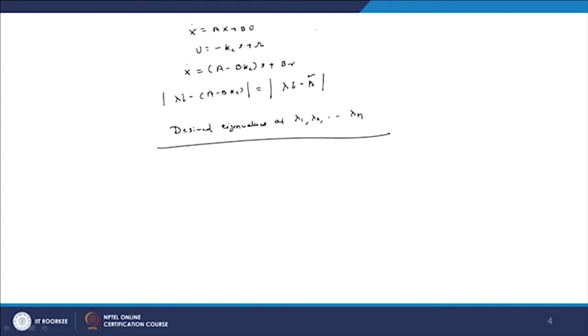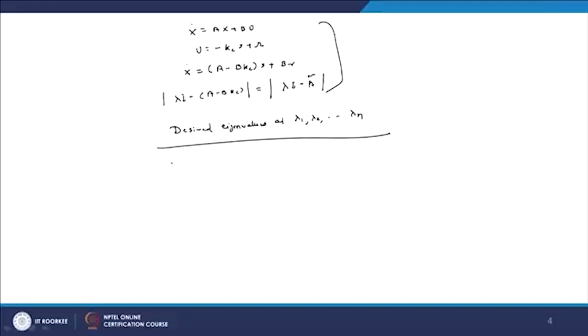So here this part which we have got is based on the control law. This control law is working like this, and we have desired poles. The desired poles are lambda 1, lambda 2, lambda n. Based on the desired poles we can also write down the characteristic equation. Based on the desired eigenvalues, the characteristic equation we can write down as lambda raised to n plus alpha 1 lambda raised to n minus 1 plus alpha 2 lambda raised to n minus 2 plus ... plus alpha n equal to 0.